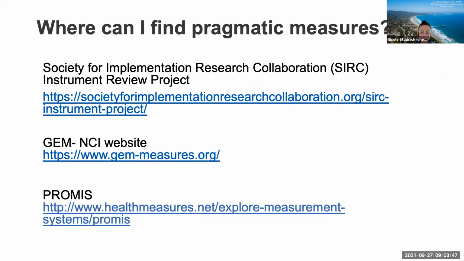A few other sources that we wanted to highlight. The first is the Society for Implementation Research Collaboration Instrument Review Project. So on this website, arranged by the Consolidated Framework for Implementation Research, another framework that we didn't spend too much time on in this presentation, but is another important framework for you to consider, the website here organizes implementation outcomes and associated pragmatic measures by the CFIR framework. The second here is the GEM National Cancer Institute website, which also has a guide to pragmatic measures. And finally, PROMIS, which is an NIH initiative, it has a number of more patient-facing, patient-focused pragmatic measures to consider.